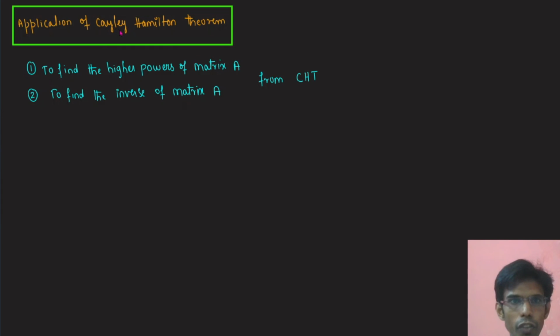Now see the applications of the Cayley-Hamilton theorem. First application is to find the higher powers of matrix A. If the question asks us to find A^5, A^4, A^8 or A^9, then this Cayley-Hamilton theorem is very useful for finding higher powers of the matrix A. Another application is to find the inverse of matrix A from the characteristic equation. These two applications we will see by example questions in the next class.